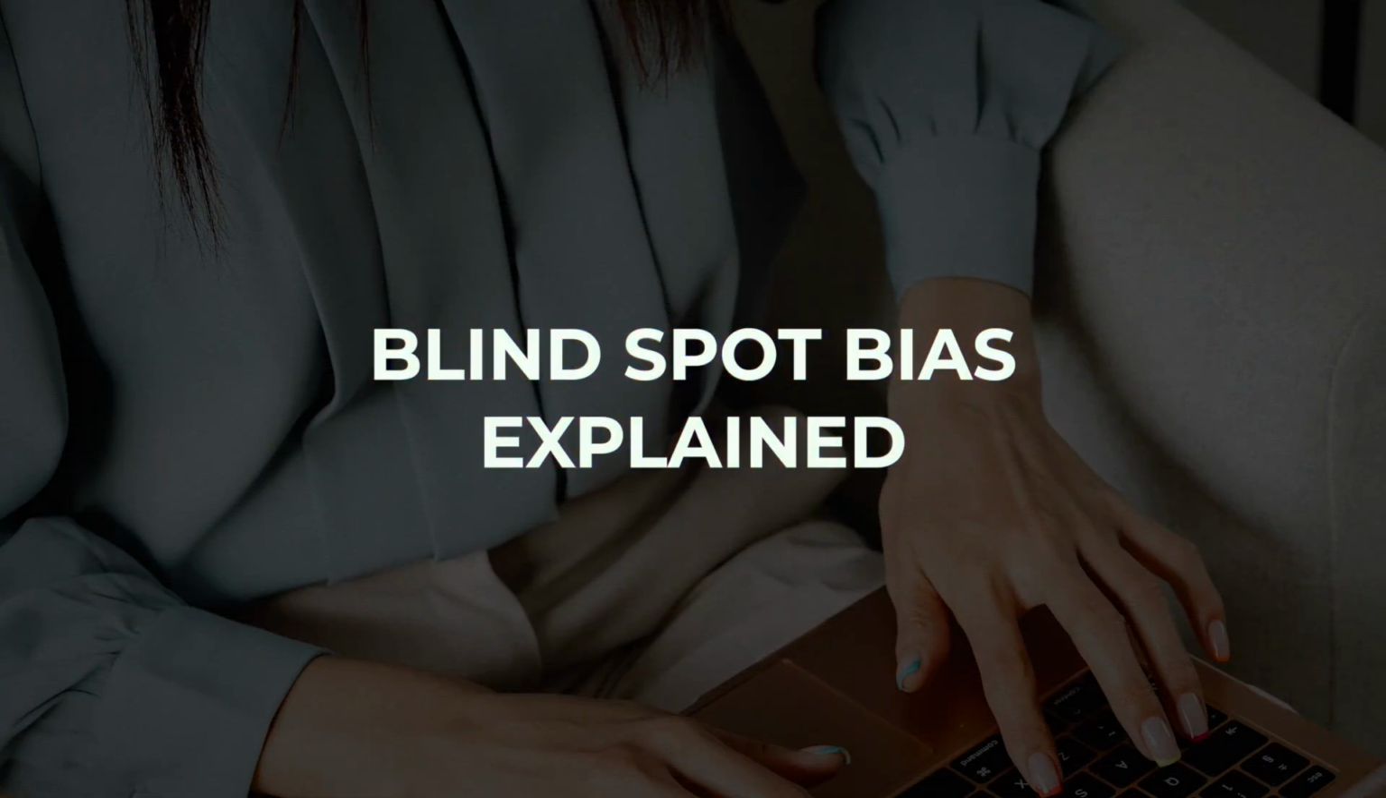Now, before we explore blind spot bias in depth, let's clarify what a cognitive bias actually means. A cognitive bias is a systematic error in thinking that affects the decisions and judgments that you make. Another popular term that has the exact same meaning as cognitive biases is cognitive distortion. Now, as we mentioned, the cognitive bias we're going to explore in depth today is called blind spot bias. What does this cognitive distortion actually mean?